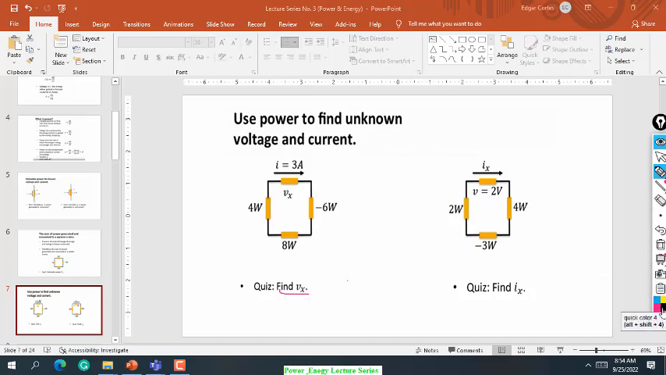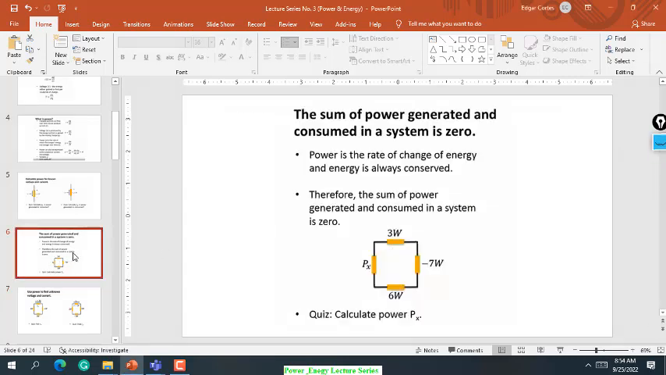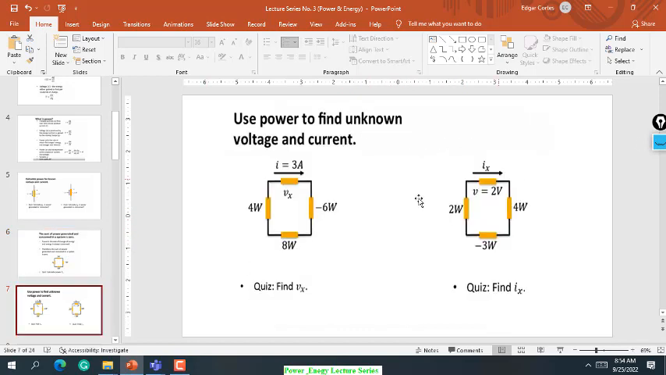So I think I need another color. Here, the sum of power generated and consumed in a system is zero. So we'll use that concept here, no?